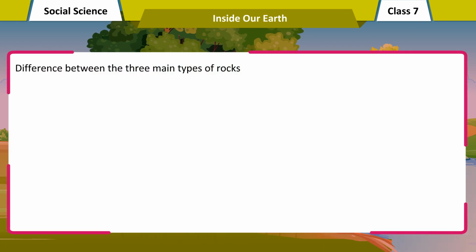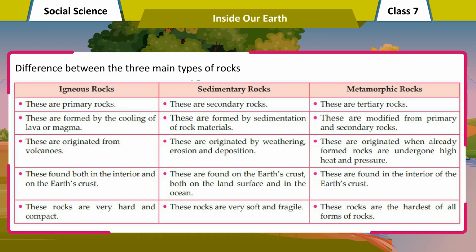Difference between the three main types of rocks. Igneous rocks, sedimentary rocks, metamorphic rocks. These are primary rocks. These are secondary rocks. These are tertiary rocks. These are formed by the cooling of lava or magma.